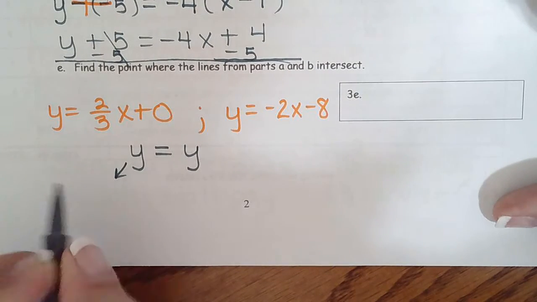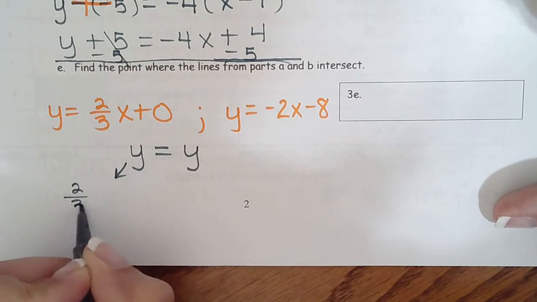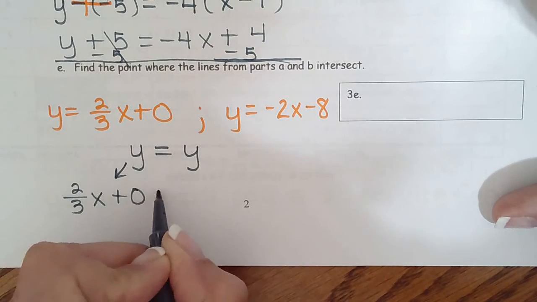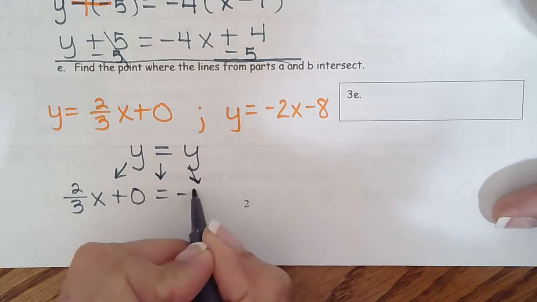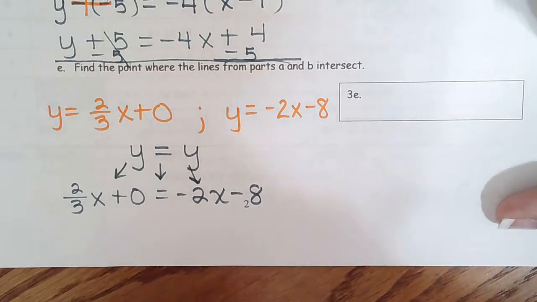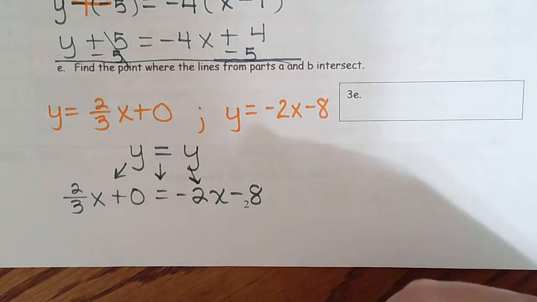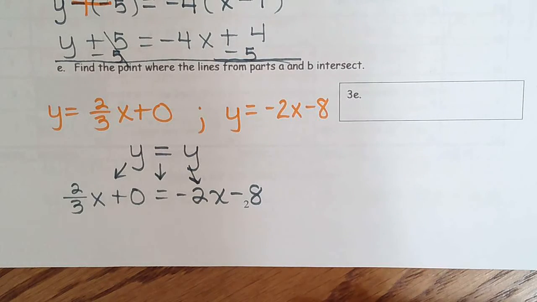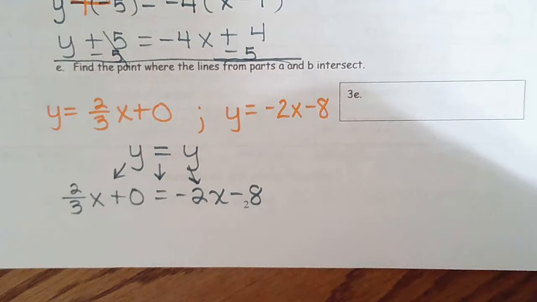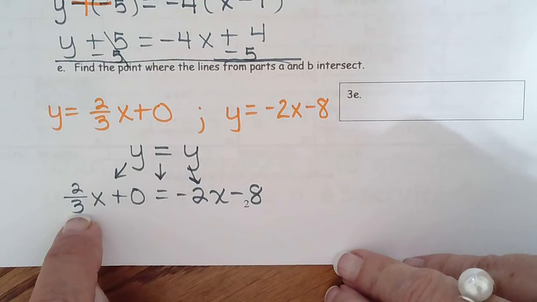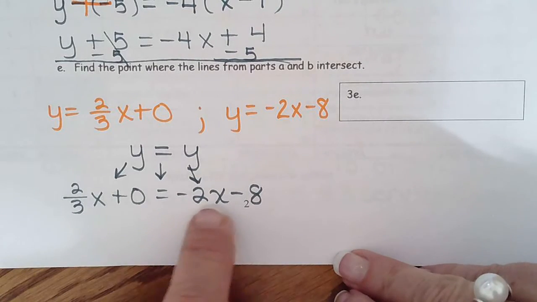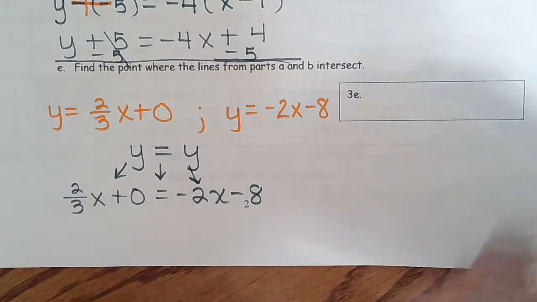So in place of this y, we're going to have 2/3 x plus 0. In place of this y, we're going to plug in negative 2x minus 8. And I love this problem because it kind of uses stuff from chapter 5. And since the final's coming up, it's kind of nice to think about 5. So back in chapter 5, we're like, no, I don't want a fraction in my equation. That makes it too confusing. So we look down the line, look at all the denominators. This denominator's 3, this one's 1, this one's 1, this one's 1. So the common denominator's 3.